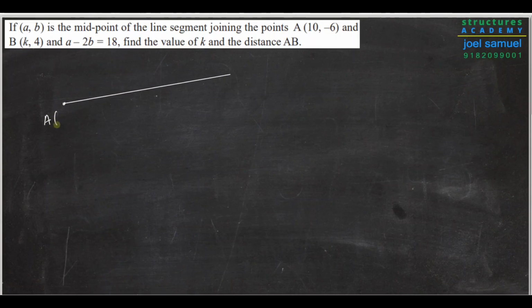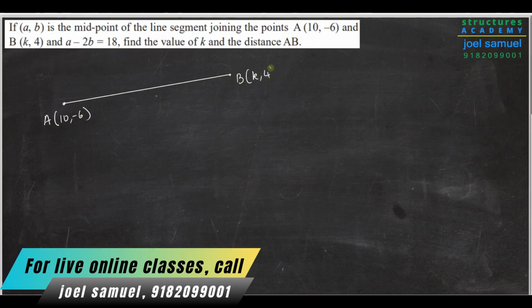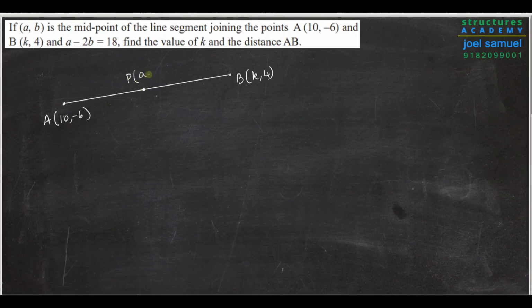This is point A (10, -6). This is point B (k, 4), and its midpoint, let us say, is point P, whose coordinates are given as (a, b), and these two distances are the same. So using the midpoint formula, we can say a is equal to (k + 10)/2 and b is equal to (-6 + 4)/2, which implies b is equal to -1. So therefore the coordinates of P become ((k + 10)/2, -1).